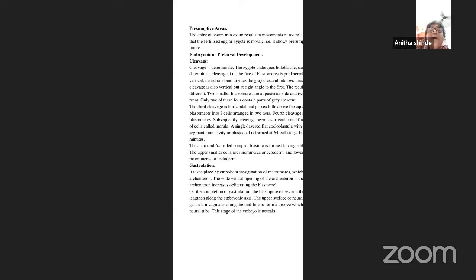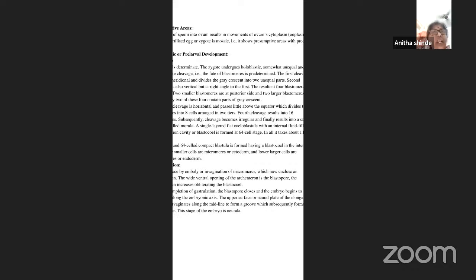So the entry of the sperm results in what? The ovum ooplasm will move apart. And once it moves, what happens? They fuse and form what we call a fertilized egg or the zygote. And here the zygote is mosaic. That means it shows a number of presumptive areas which will form the future organs.